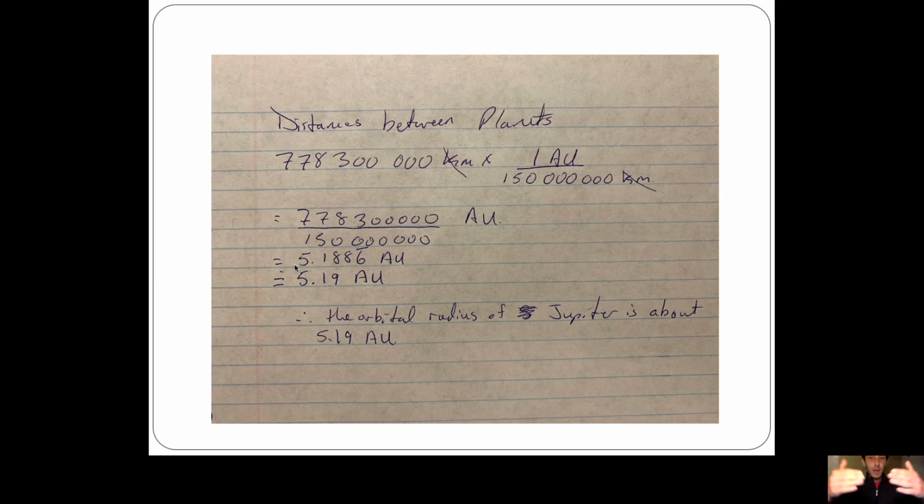Okay, so now I made this more complicated than I had to because I wanted to show you the unit analysis. But anytime you want to take something that's in kilometers and turn it into astronomical units, you just divide by 150 million. That's it. Okay, that's the only thing you have to do. Okay, so that's actually the end of the lesson.